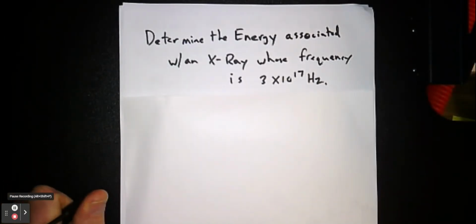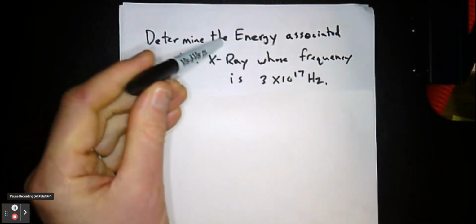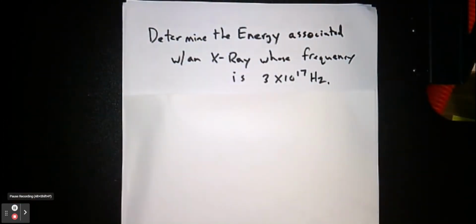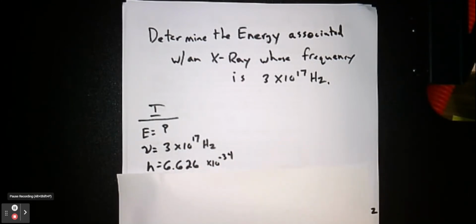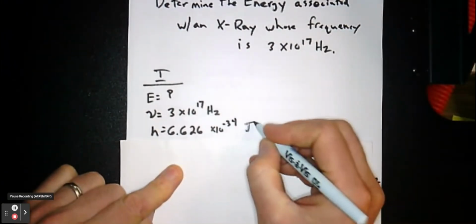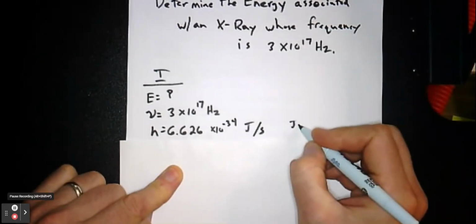Okay, here is our first problem. We want to know the energy of an X-ray, and here's its frequency. The first thing I would do is my info: I know my energy is what I want to solve for. I know my frequency, and Planck's constant is always 6.626 e to the negative 34 joules per hertz.